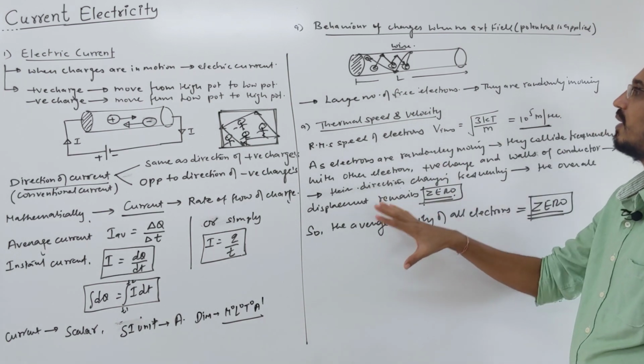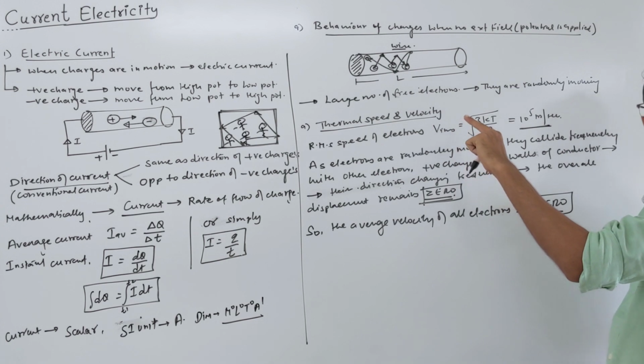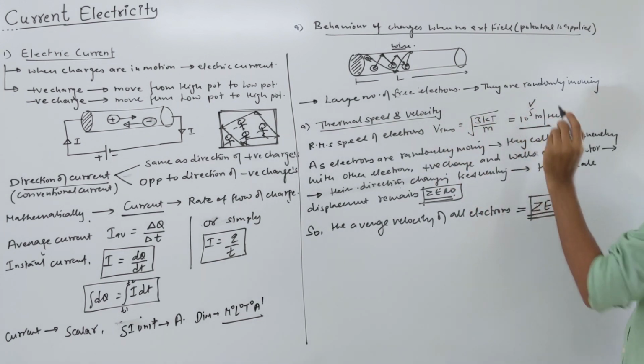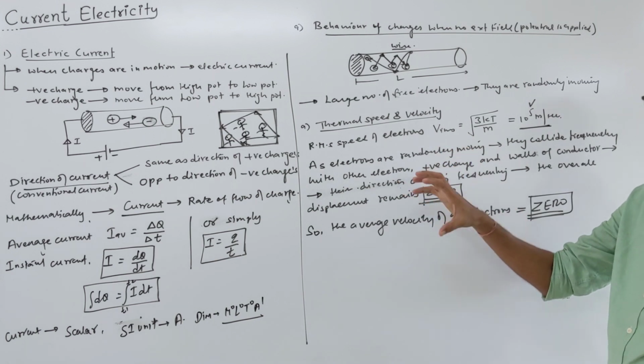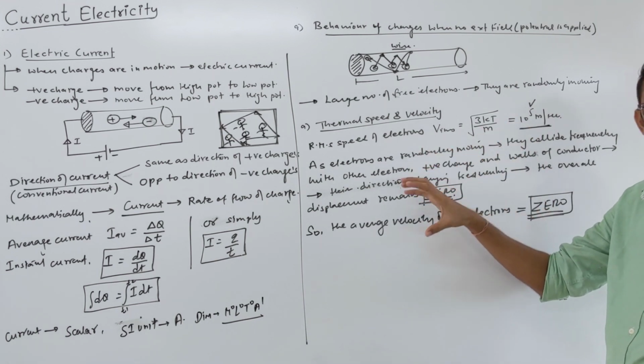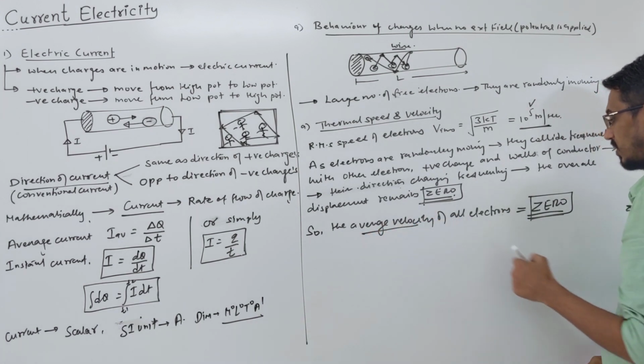This is happening when no field is applied. So thermal speed and velocity: thermal speed is there, 10 power 5 meter per second, very high. But if you talk about average velocity of all of them together, then the average velocity of all these electrons becomes what?